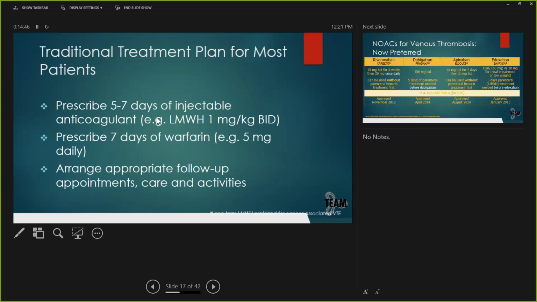The reason we try to overlap with warfarin is because warfarin makes the blood thicker. So it makes the blood more hypercoagulable and then gets it to a therapeutic level. So that's why we always overlap with an injectable anticoagulant before warfarin gets its effect. And then we need to follow these patients with INR monitoring.